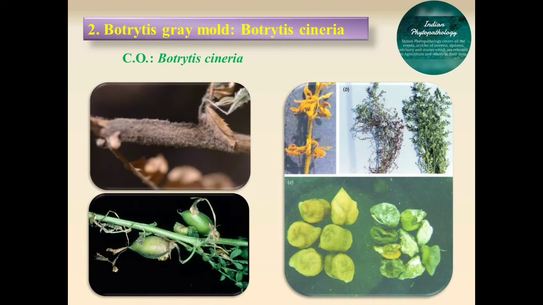the time of or before the sowing, it will reduce the initial inoculum, or it may avoid the chances of infection of this botrytis gray mold. As an eradicative method, we can also control this disease by spraying with fungicides like mancozeb or bavistin. These are some fungicides which were found effective for management of this botrytis gray mold.